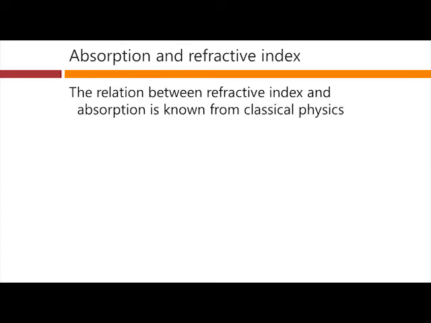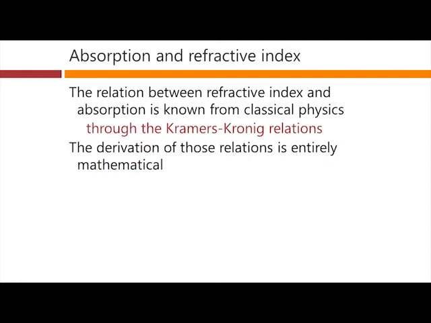The relation between refractive index and absorption is actually quite well known from classical physics in a mathematical sense, through what are called the Kramers-Kronig relations, and I won't state those here, although they're easy to look up. The derivation of these relations is almost entirely a mathematical exercise and does not tell us much about the microscopic physics of why these arise. And that's in part because in classical physics we don't really have any good model of materials. So all we have is this mathematical relation here, a very useful one, but little physical insight as to what's going on.